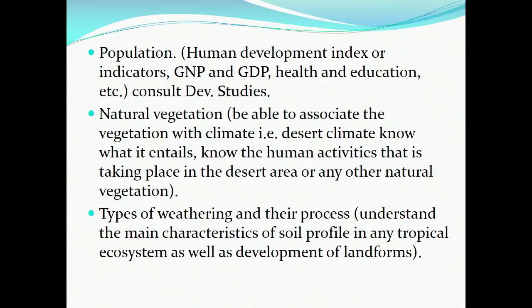So in module 1, that's also where you have a topic where you have to cover the natural vegetation. Here, make sure that it's the climatic vegetation, where we have the tropical desert, the tropical rainforest, the Mediterranean, and others. When you study those topics, make sure that you are able to associate this vegetation with the climate.